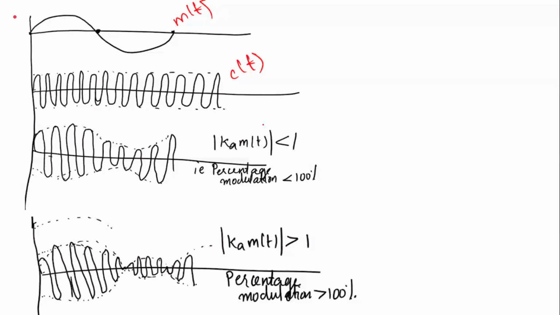When Ka into m of t is less than 1, the percentage modulation will be less than 100, and the modulation index will be less than 1. And here, when the Ka m of t parameter is greater than 1, that means the percentage of modulation is greater than 100. This scenario is known as over modulated. And this is under modulated. This was the perfect case. This one is perfectly modulated.